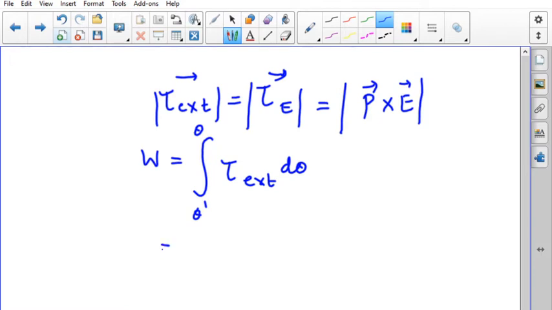So we write the integral from theta dash to theta, and instead of tau external we write tau due to the electric field. P vector cross E vector is PE sin theta, since A cross B is AB sin theta. The d theta is already present here, so we have to integrate it, and we must apply the limits to it.